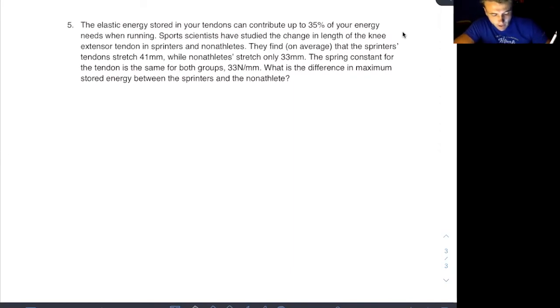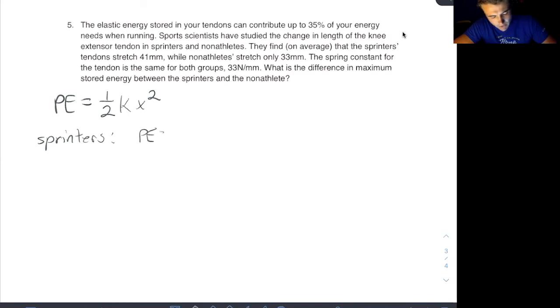Okay, so maximum stored energy. So stored energy, right? So potential energy is what we're trying to find. Okay, we know the equation for springs or potential energy, right? 1/2 K X squared. So now we just have to find the difference between the sprinters and the non-athletes. So when we talk about sprinters, this is what they got, right?